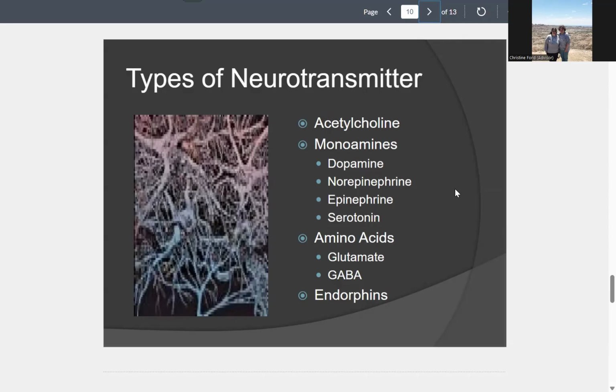Dopamine, norepinephrine, epinephrine, and serotonin are within a group of neurotransmitters. Dopamine, a lot of people know, is like the pleasure neurotransmitter. But what we want to talk about with dopamine is the oversensitivity of it or the deficiency of it. With dopamine, the oversensitivity creates an issue called schizophrenia.